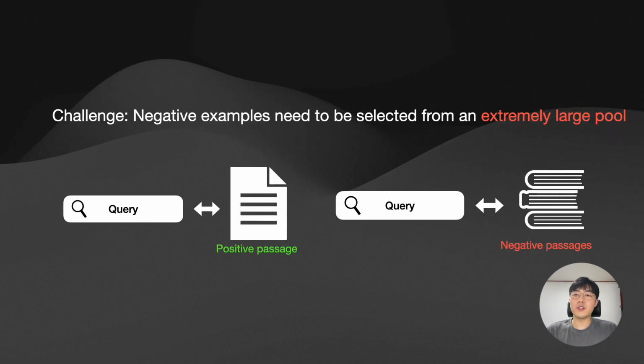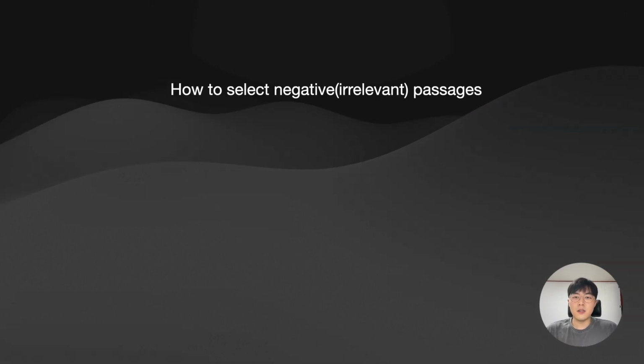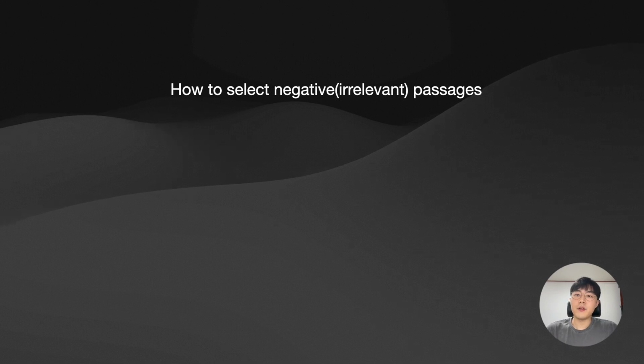Challenge for learning a good dense vector representation is that in contrast to positive examples, which are often available explicitly, negative examples need to be selected from an extremely large pool of data. How to select negative passages is often overlooked, but could be decisive for learning a high-quality encoder. In the DPR paper, various training schemes are discussed, but I will focus on the negative sampling. This paper suggests three methods.